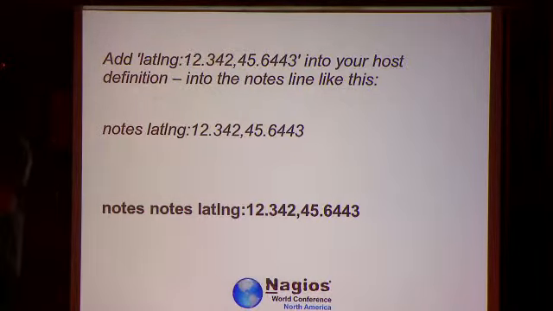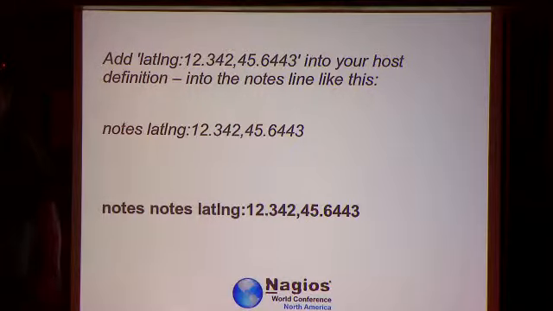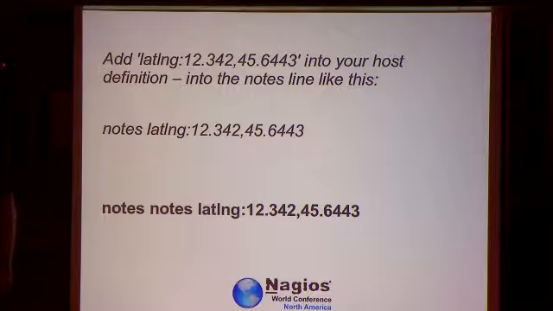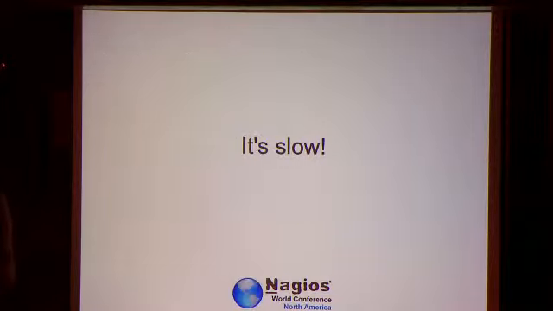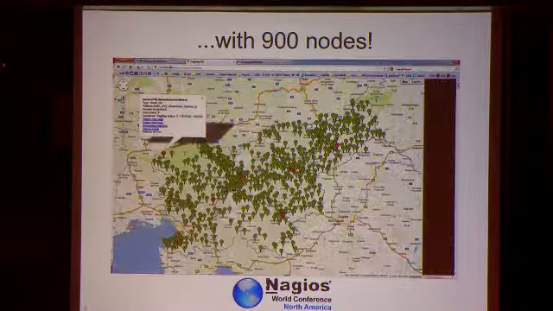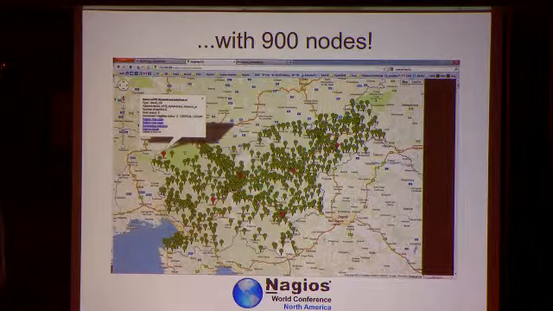Another thing was recently a discussion about slowness of applications. It's slow. Well, there's not much I can do about the Google API, but if you have 900 hosts, it might be slow.